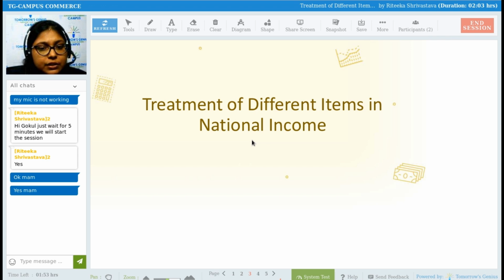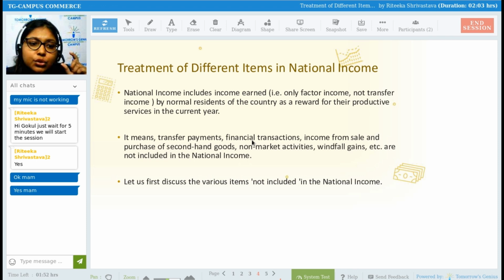Fine. So first of all, you will start with a few items. See, in the examination, there are questions based on this. They will give you an item and tell you to give reasons whether the following statement will be included under national income or domestic income. So you should know what it is.